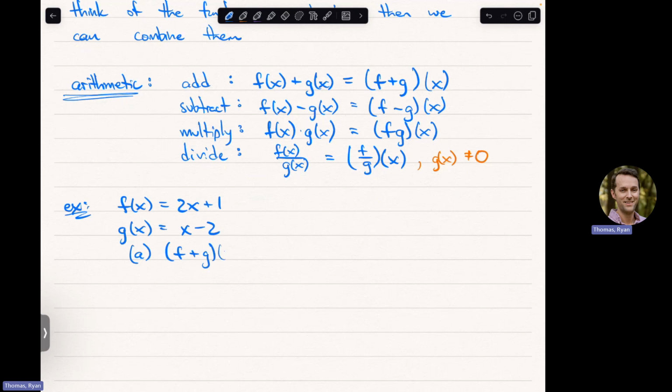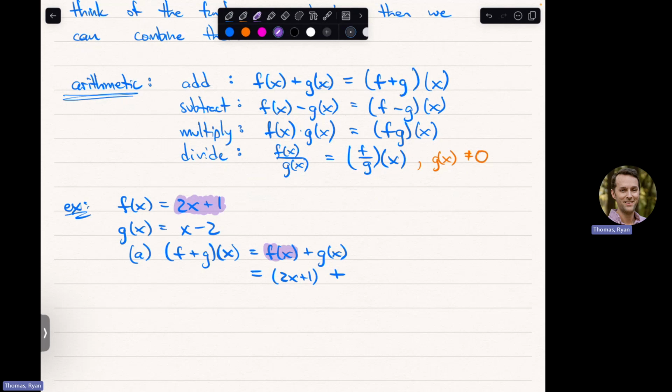Say I want to find f plus g. Well, f plus g is just f plus g, right? It's exactly what it says it is, basically. But what I know about f is that I can write it as 2x plus 1, right? I have a defined explicit rule for what f of x is. It's 2x plus 1. So in place of f, I can put 2x plus 1. In place of g, I can put x minus 2.